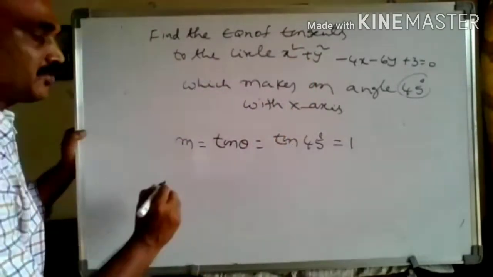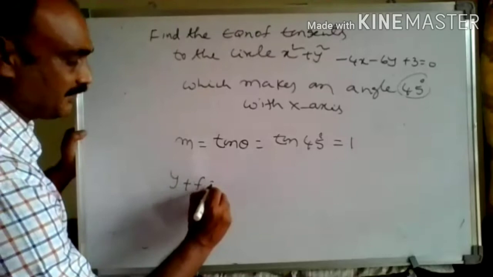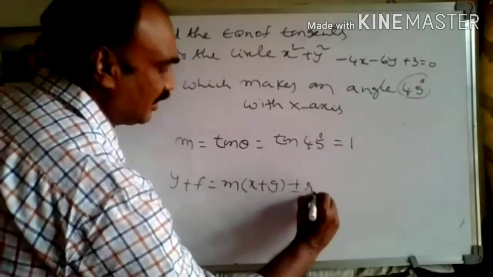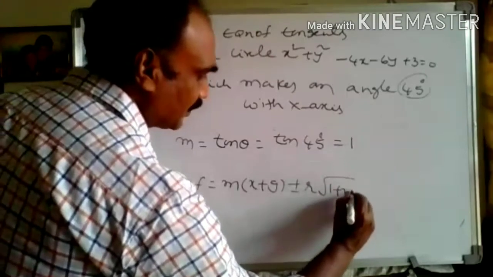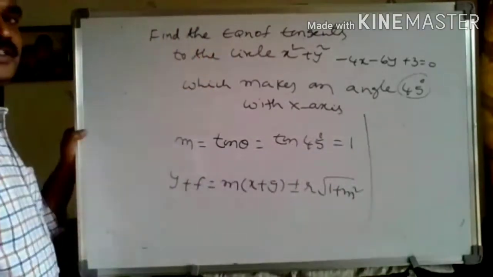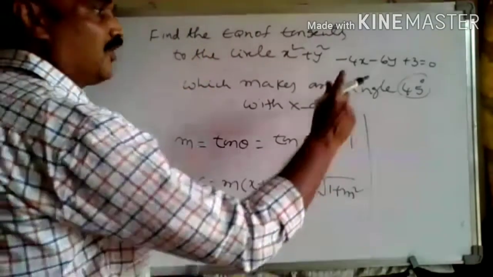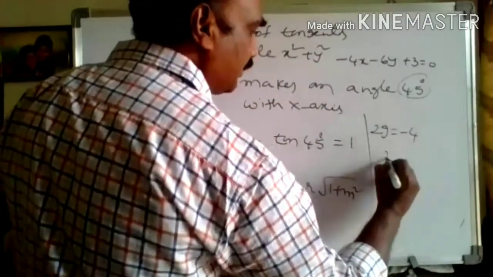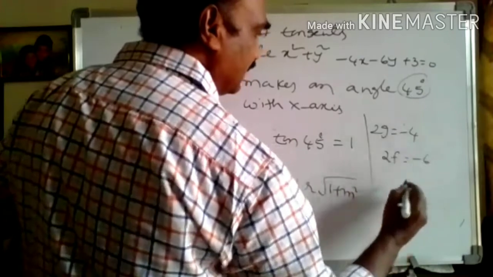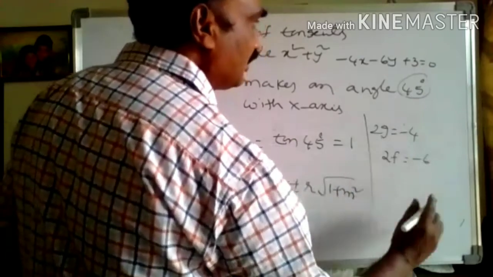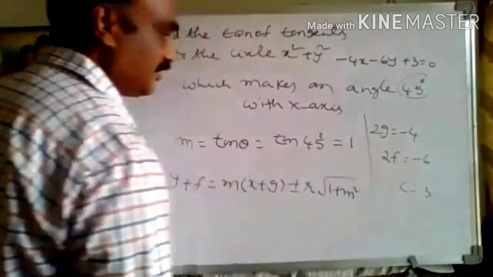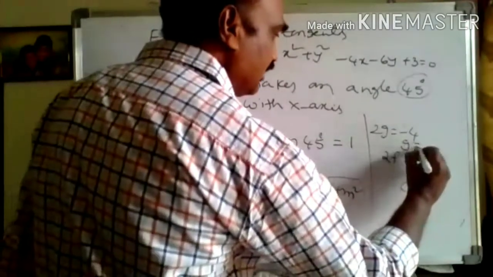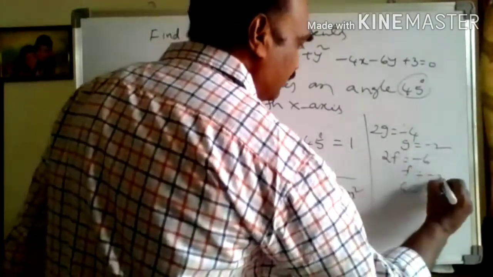Now calculate the equation of the tangent. The equation of the tangent in slope form is y + f = m(x + g) ± r√(1 + m²). Next calculate g, f, and then the radius. Here 2g = −4, 2f = −6, and c = 3. So g = −2, f = −3.